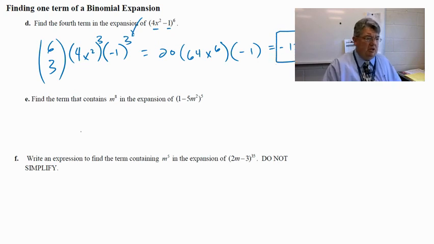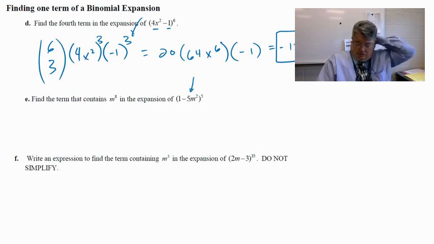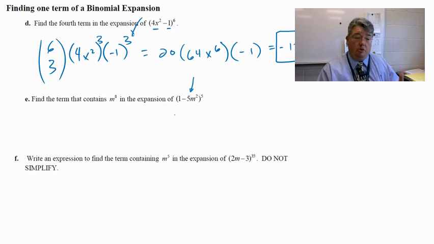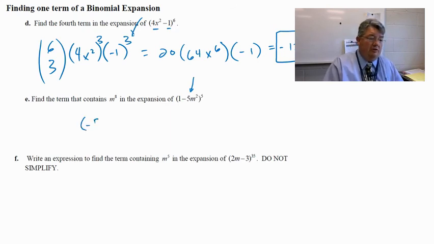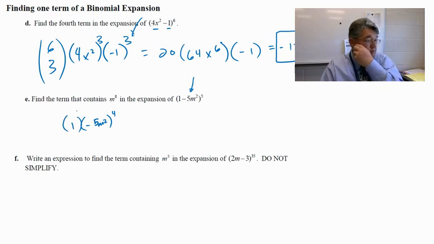So let's think about this. Find the term that contains m to the 8th. Well, if it's m to the 8th, that means that this second term, well, it's already m squared. So if I square m squared, 2 times 4 makes 8. So it's going to have to be a negative 5m squared to the power of 4, because this would make a power of 8, right? Well, which means this positive 1 here is to the power of 1. Yeah. Because this is power of 5, and 4 plus 1 makes 5.